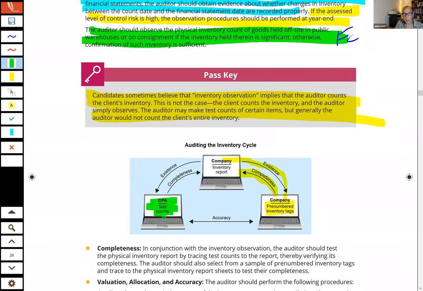And with the test counts, you'll do what? You'll take these test counts back to the inventory report, and then you will pick some of the items from the inventory listing, the financial statements, right? They will roll up into the financial statements, and then you'll go and see that those show up on your test counts.